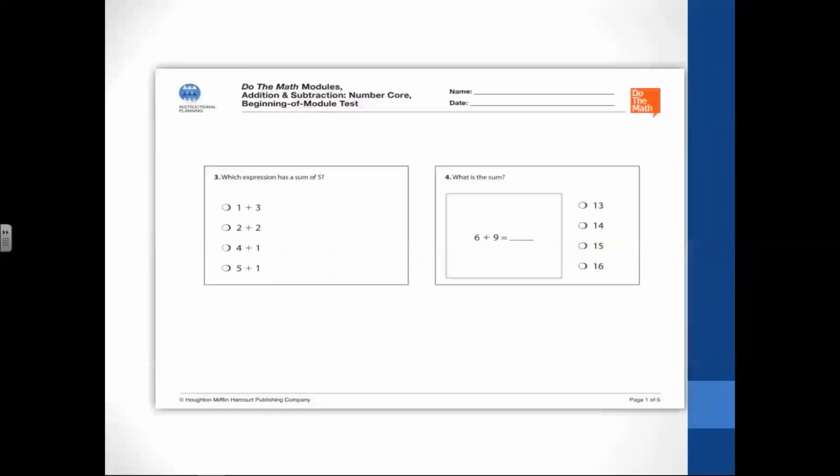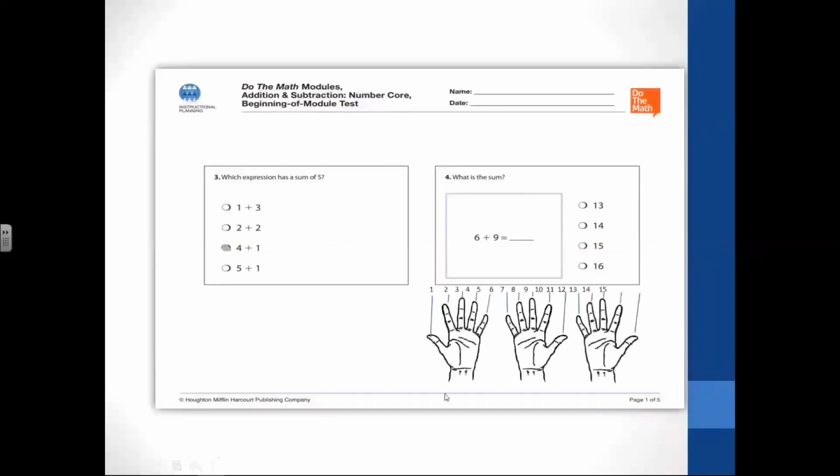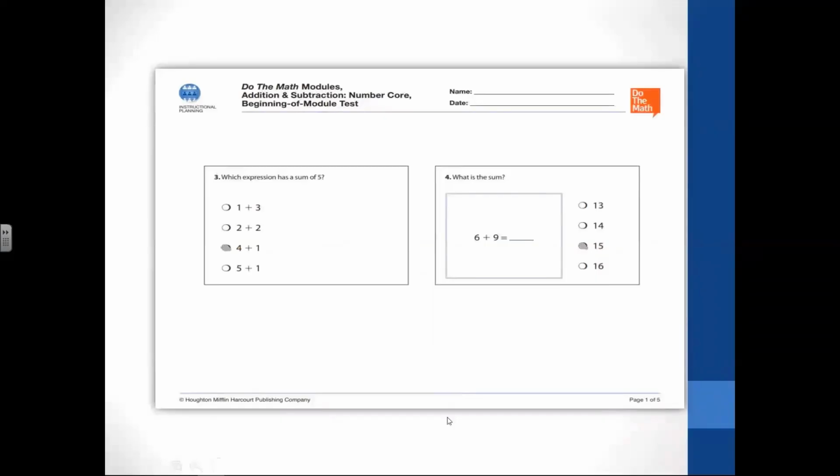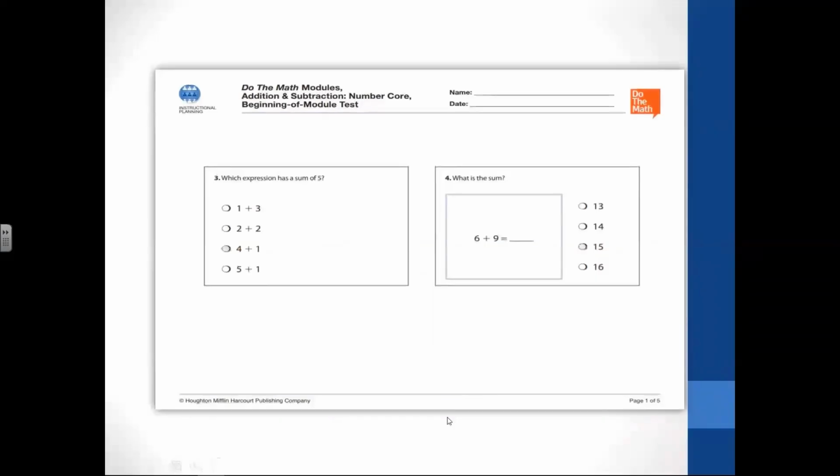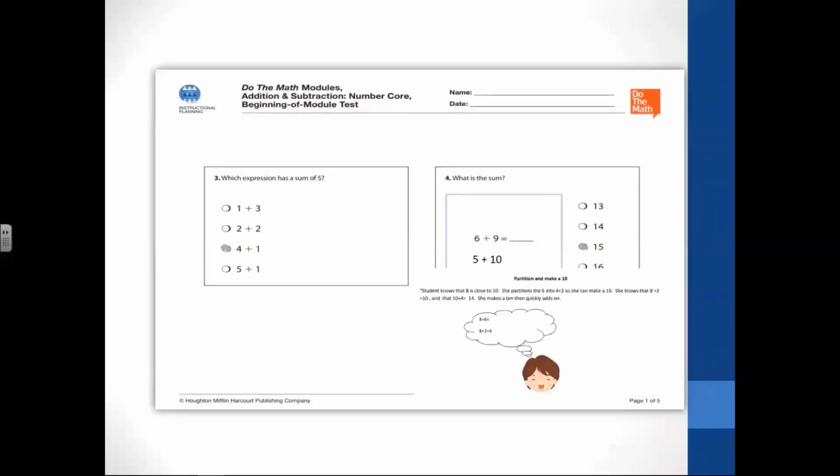So you have a student who goes through and uses their fingers, and gets the correct answer. Again, there's no evidence they use their fingers, so we say, well, look, they didn't draw it out, so they're okay. And then another student is able to solve this very efficiently: 4 and 1 is 5, and 6 plus 9, well, I made a 10 and added quickly and got 15.